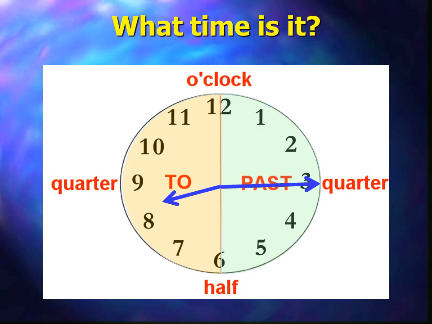Here's another example. This time, the minute hand is pointing directly at the 3. We know that the clock face is divided into quarters and the half. So when it's pointing at 3, that is actually 15 minutes, which is a quarter of an hour. In this case, we would say it is 8:15.